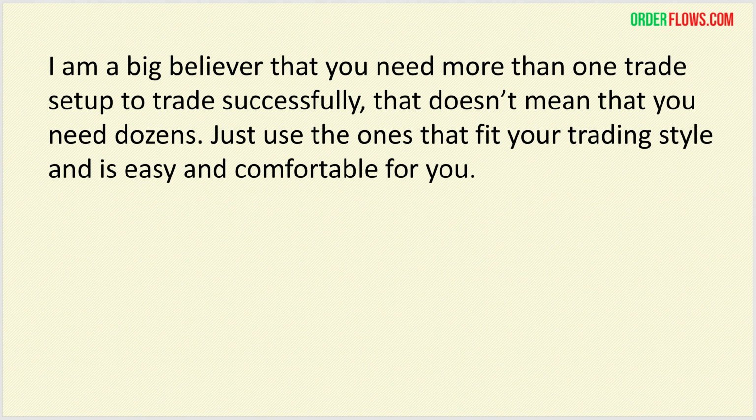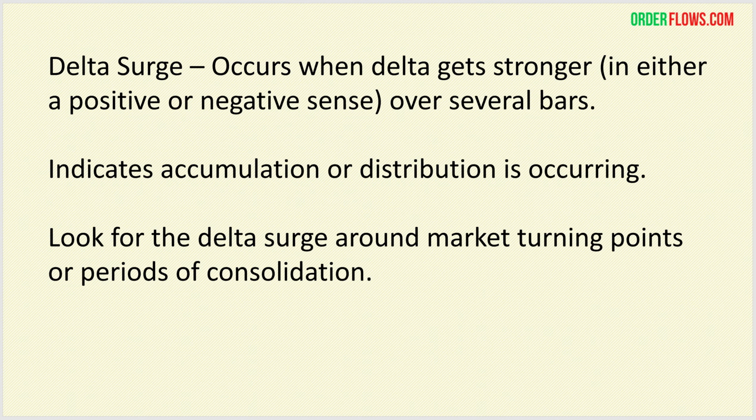So that's what trading is about, finding what works for you, maybe taking something and adapting it to your trading style, or making a slight change that is going to help you become more successful in the markets. So the first one I'll talk about is Delta Surge. Delta Surge occurs when the delta gets stronger in either a positive or a negative sense over several bars, say 4 bars, and it indicates accumulation or distribution.